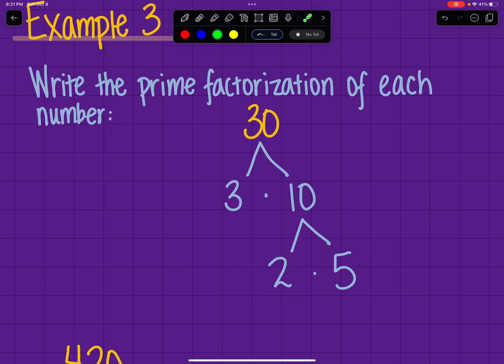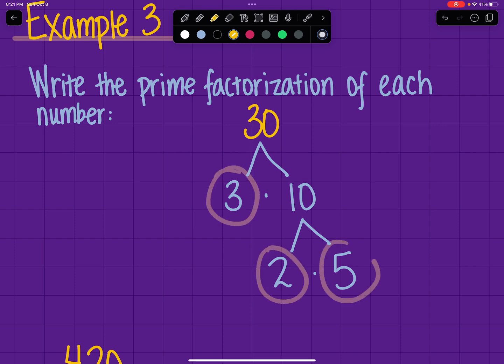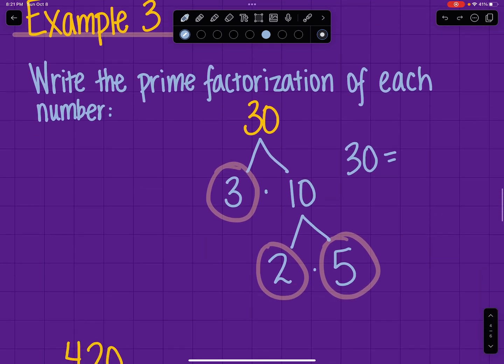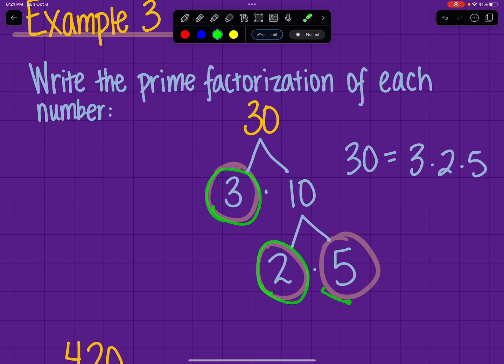I just broke down 30 into its prime factors, 3, 2, and 5. And it turns out that 30 is equal to 3 times 2 times 5. Everything that I ended with at the end of the tree, that's the prime factorization.